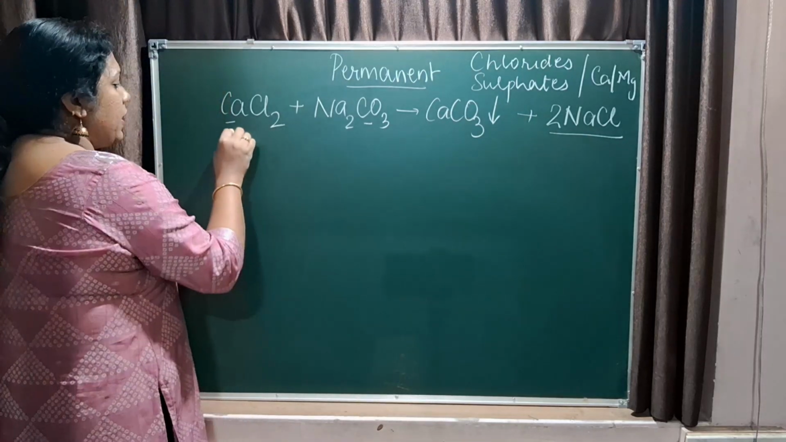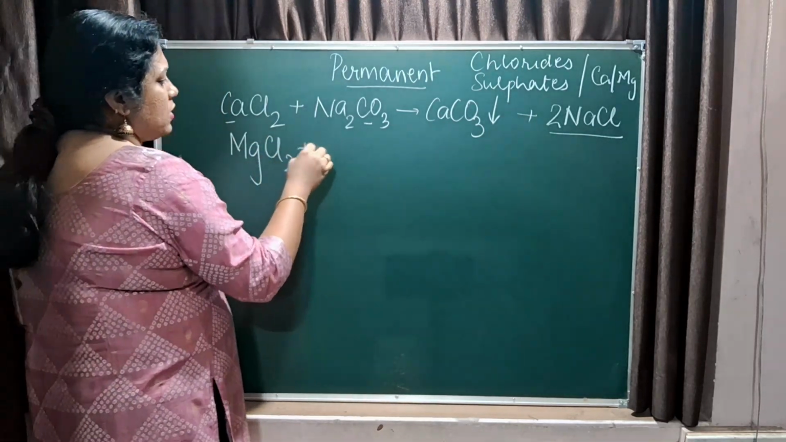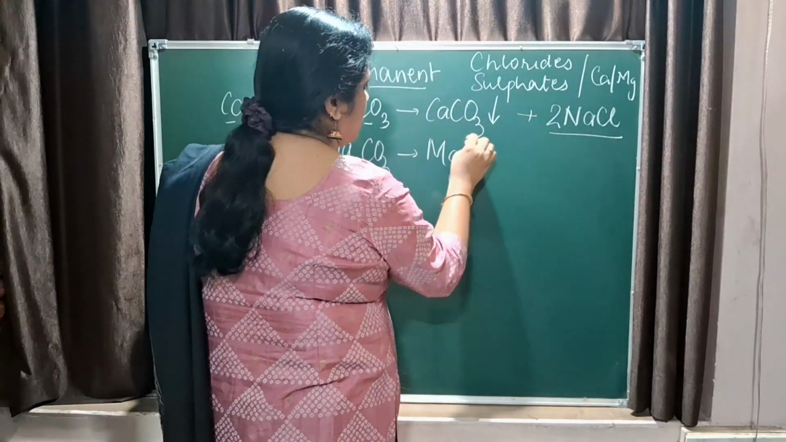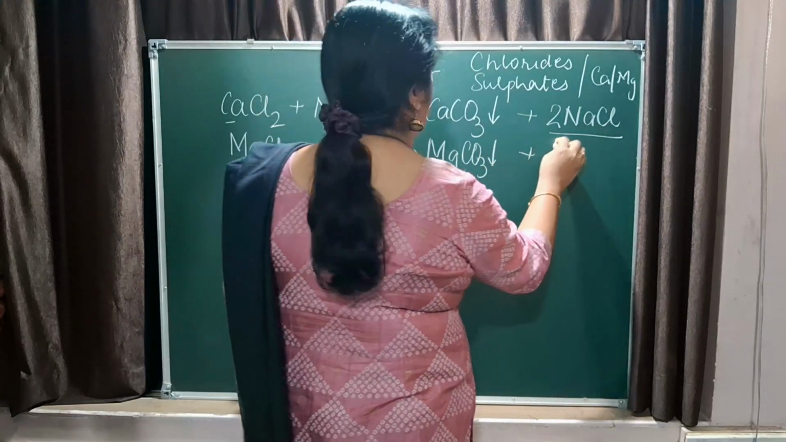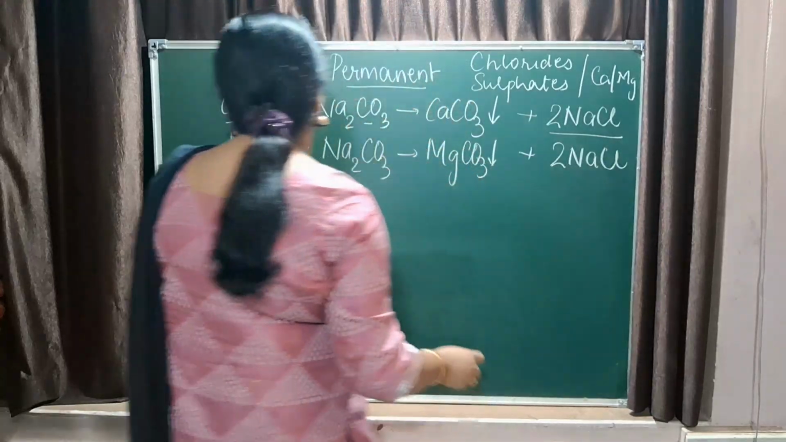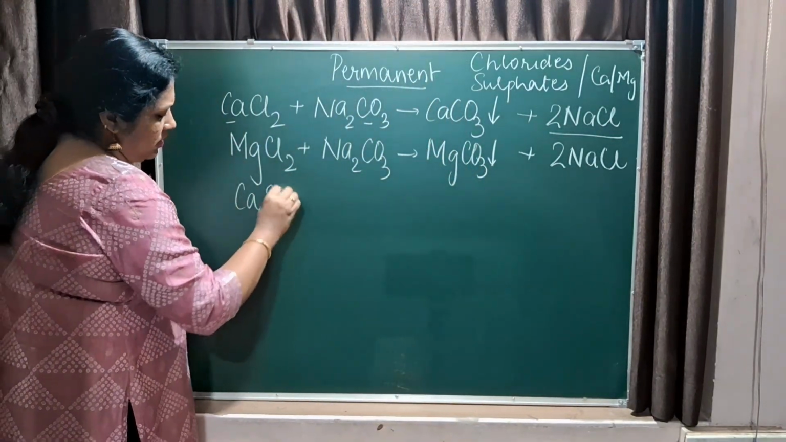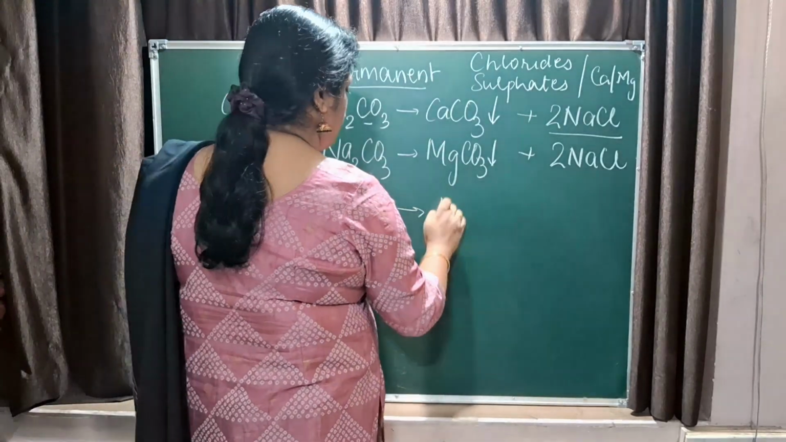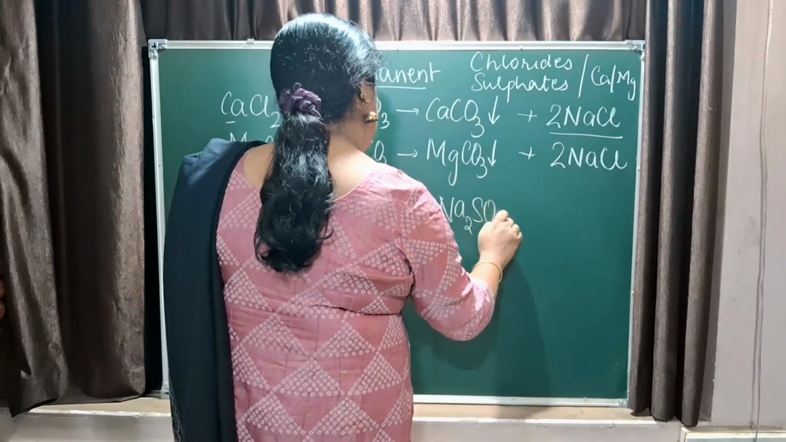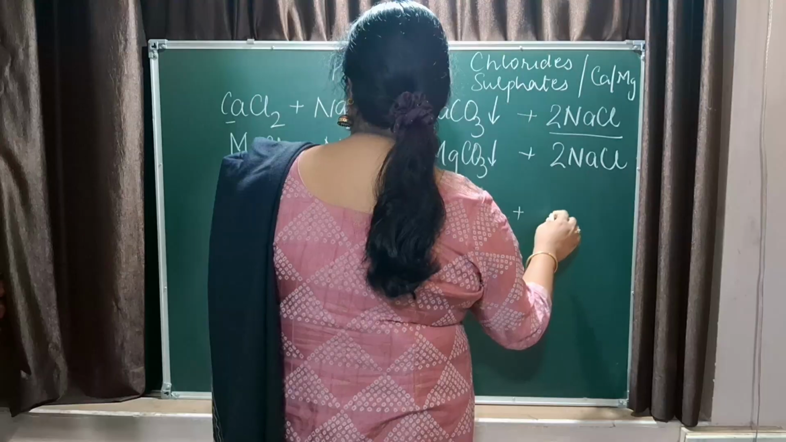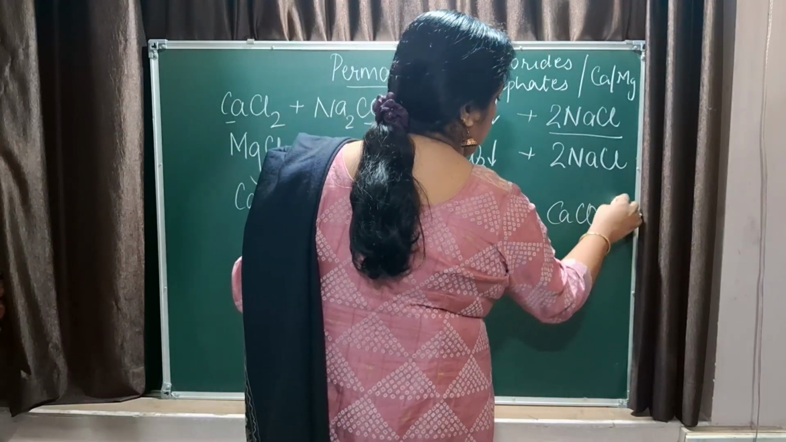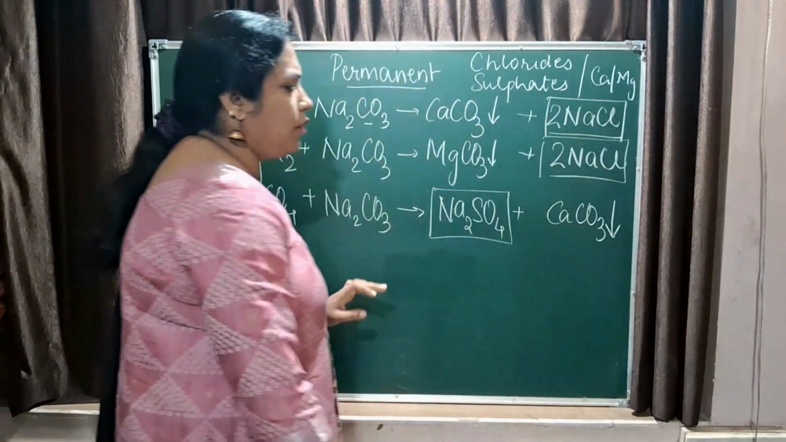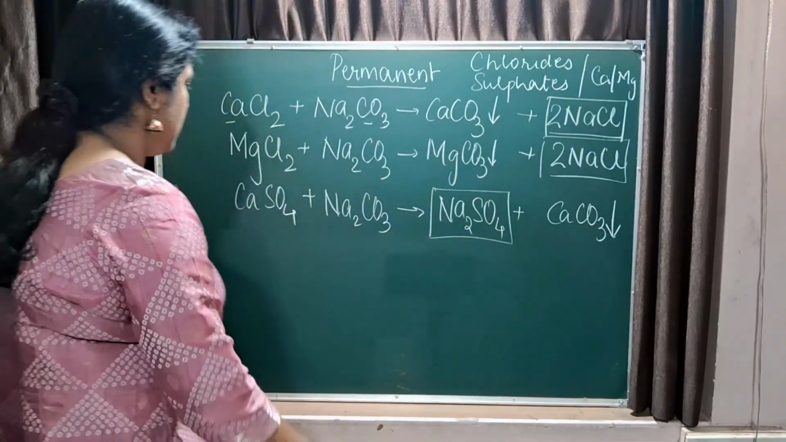Similarly, magnesium chloride, when it reacts with the washing soda, you have the formation of magnesium carbonate and 2 molecules of NaCl. Similarly, calcium sulfate reacts with sodium carbonate. You have the formation of sodium sulfate, which remains dissolved, plus calcium carbonate which settles down. These are all soluble substances which do not participate in the hardness of water, and the substance which was creating an issue has precipitated down.